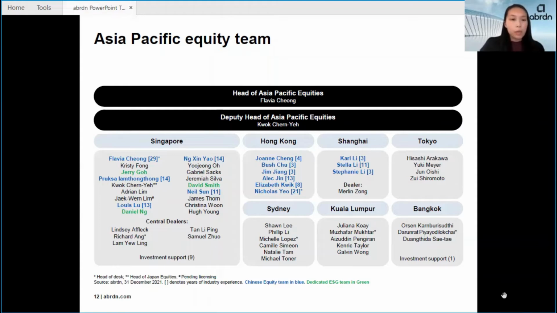The three names in green here are the on-desk ESG specialists that I mentioned earlier, Jerry, David, and Daniel. They are the ones looking more deeply into ESG issues. They help us to identify which are the key issues we should be focusing on when we speak to our companies, and on how we can follow up and help them to improve as well.